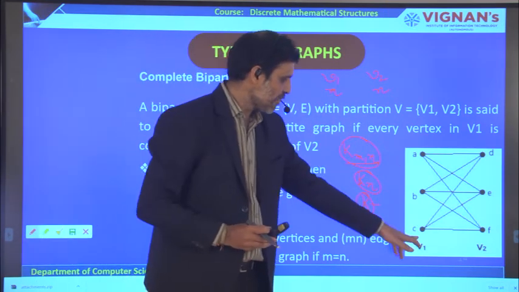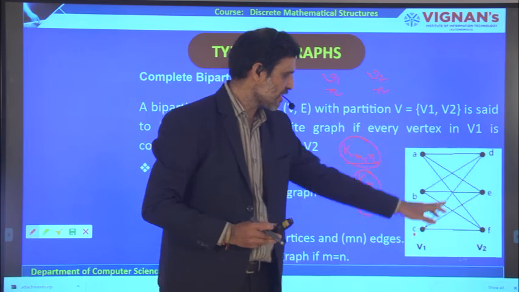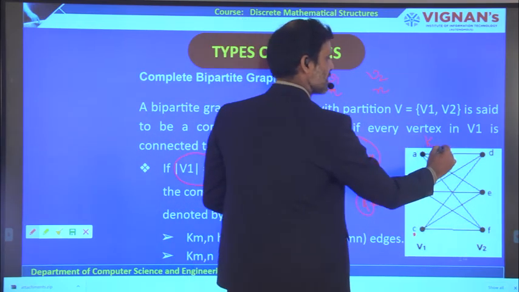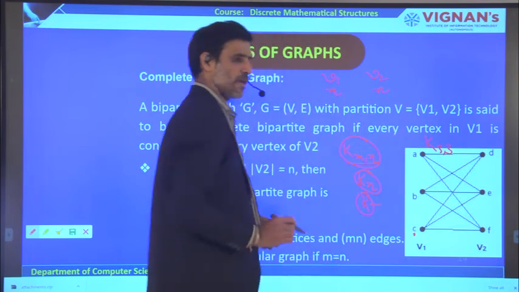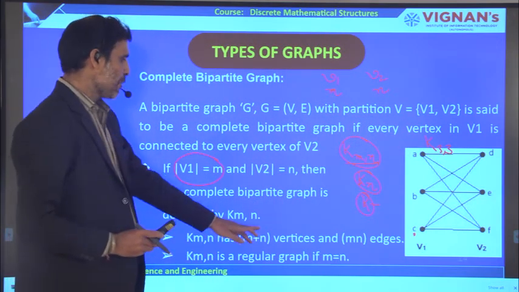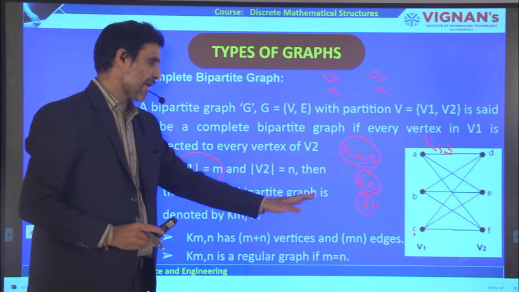K with how many? In the first set, how many vertices are there? 3 vertices are there. In the second set, how many are there? 3. Therefore this is called a K 3,3 graph. K(m,n) has m plus n vertices and mn edges.